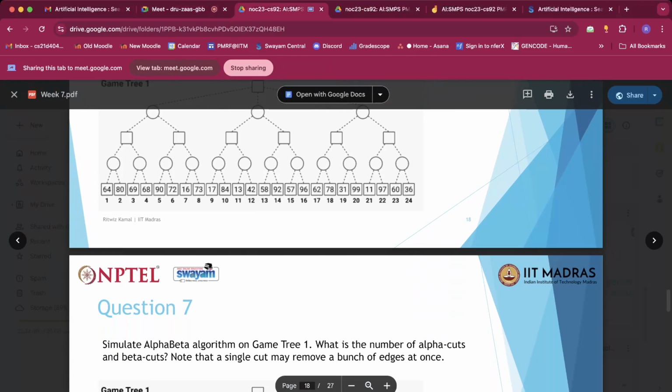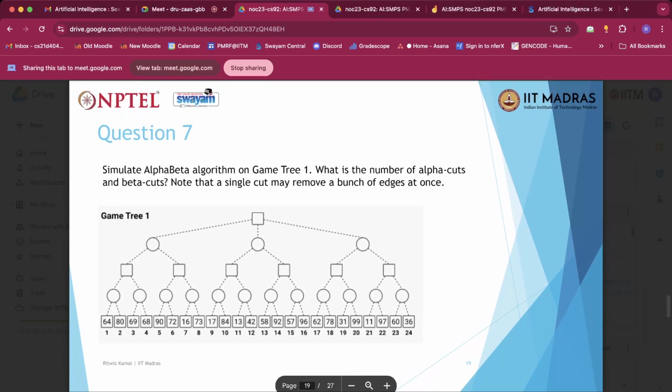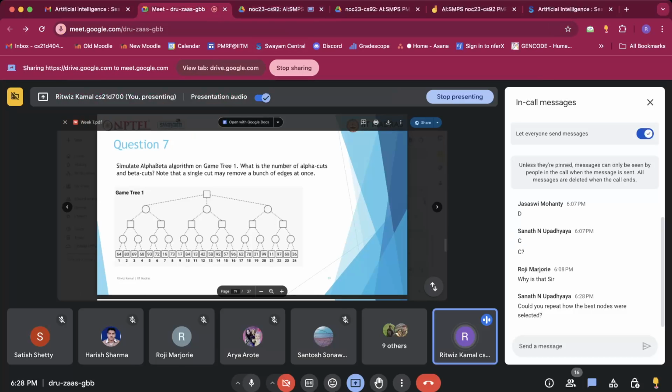Let's move on to the next question. Now comes the alpha beta algorithm. So now it's the same game tree that we saw in the previous question when we applied the min max strategy, but the difference is that here we have to apply the alpha beta algorithm. We also have to be aware that this might involve making some alpha cuts and beta cuts, and a single cut may remove a bunch of edges at once, or a whole subtree at once. We'll see examples of that as we try to solve it.